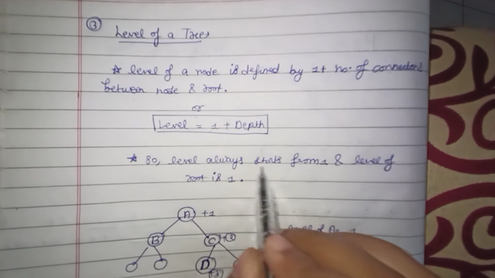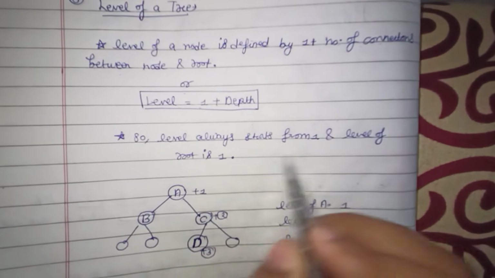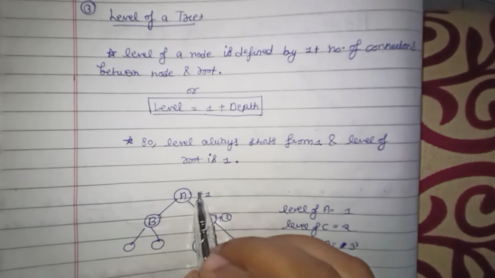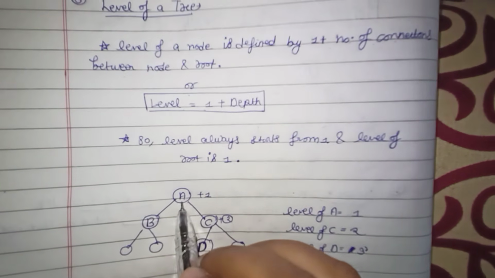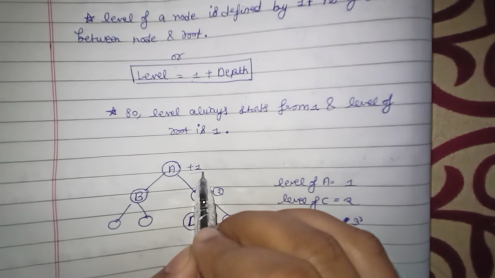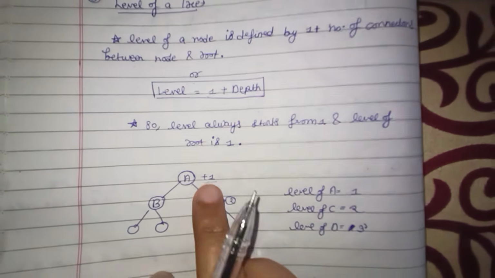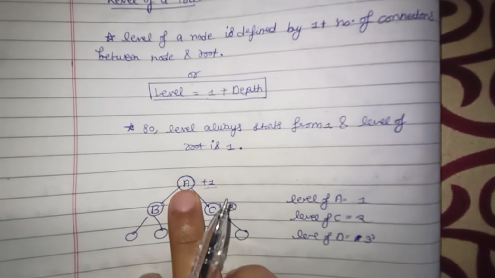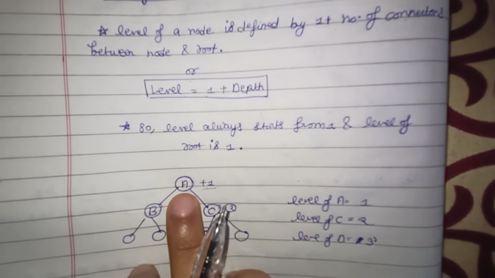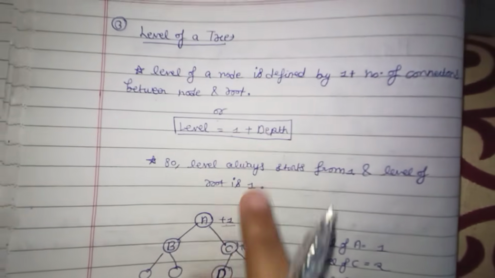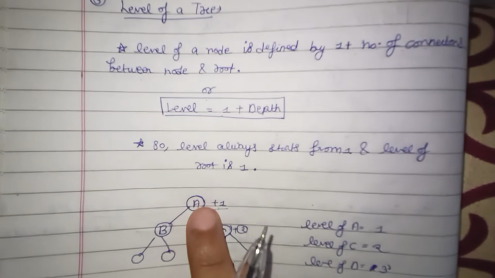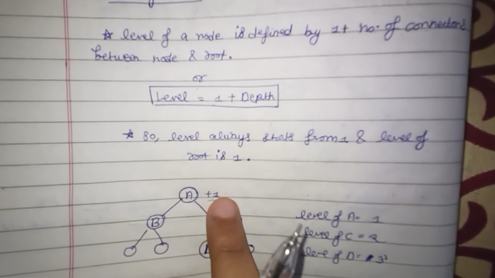Okay, so the level always starts from 1 and the level of the root is 1. So in any case the root node would be at level 1. Okay, because we saw in the previous case that the depth of the root node is always 0. So 0 plus 1 is 1, and so the level of the root node is always 1.